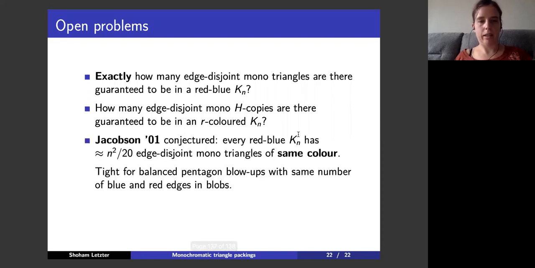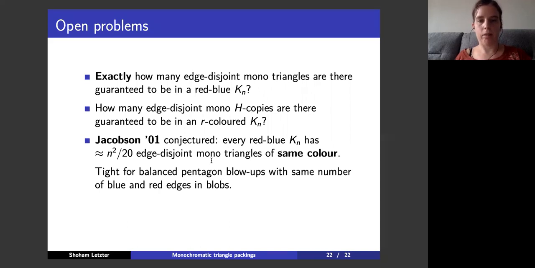Yeah, and the last question, which is similar but a bit different in flavor, is a conjecture of Jacobson. He conjectured that in every red-blue K_n, there is a collection of n squared over 20 edge-disjoint monochromatic triangles of the same color.